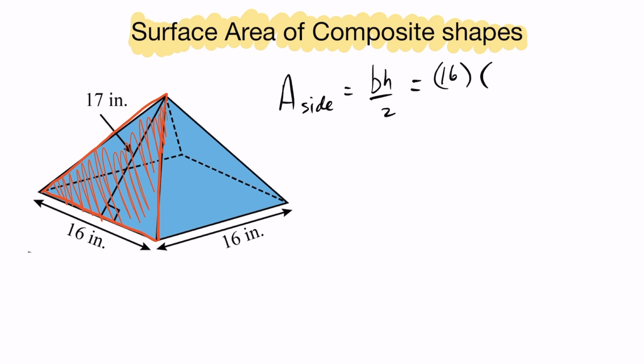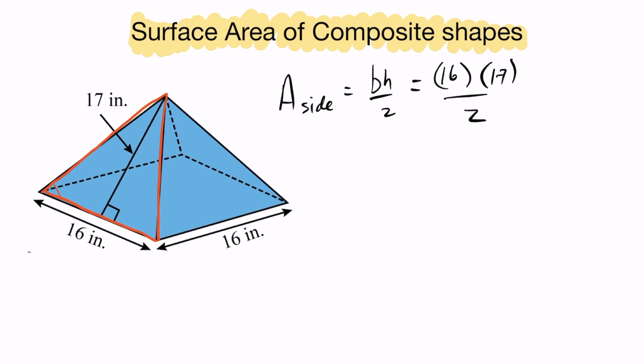My height is given to me in this question. If you take a look, they actually gave me the slant height. This is called the slant height of your pyramid, and the height of the pyramid goes from the peak down at 90 degrees. So they didn't give us that, and we didn't need it. I did need that 17, which was given to us, and divided by 2. So this represents the area of one side face of the triangle.